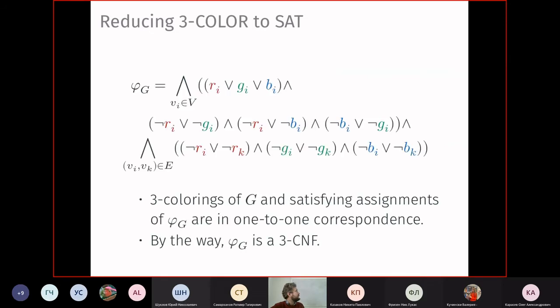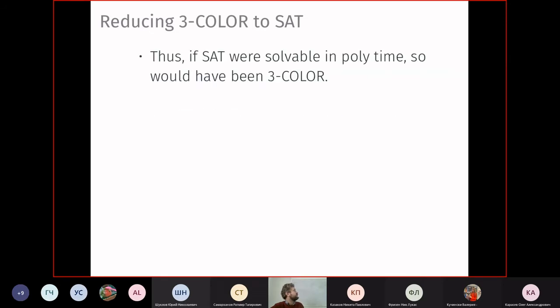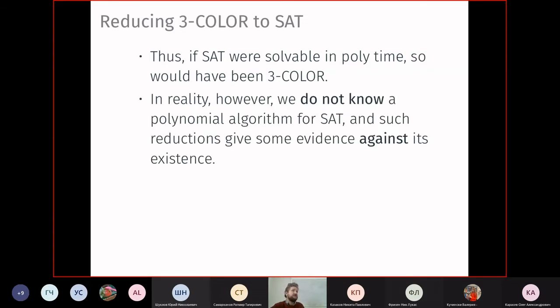And thus, if you could solve satisfiability in polynomial time, we could also solve 3-colorability in polynomial time. In reality, this is of course not exactly the case. We do not know any polynomial algorithm for SAT, and reductions actually give us not positive but negative information. So these reductions are evidence against polynomial solvability of SAT. Why? Well, this works, as Cook-Levin says, not only for colorability but for any NP problem.